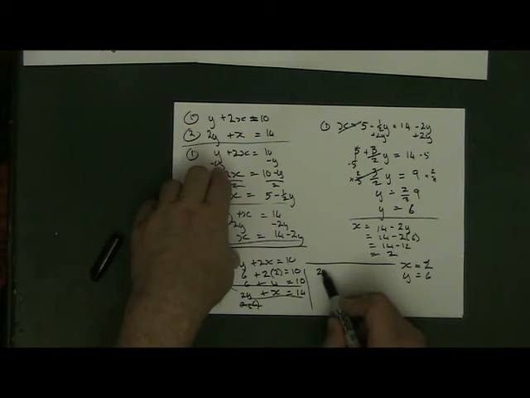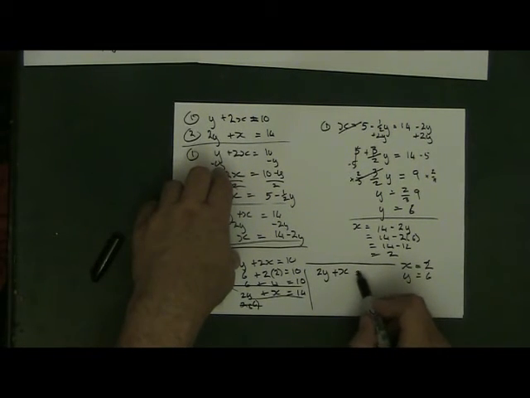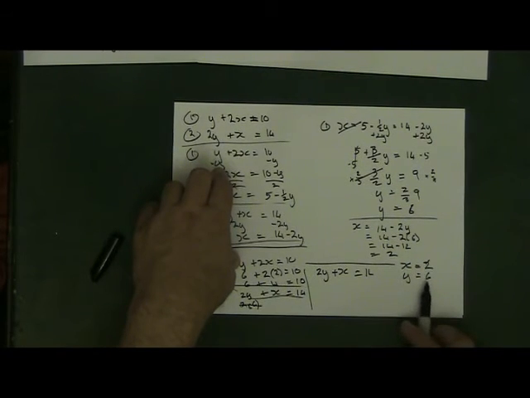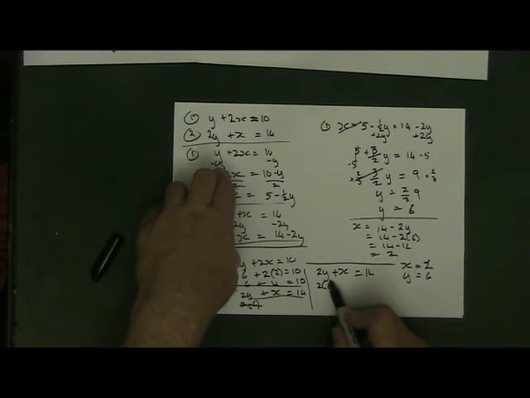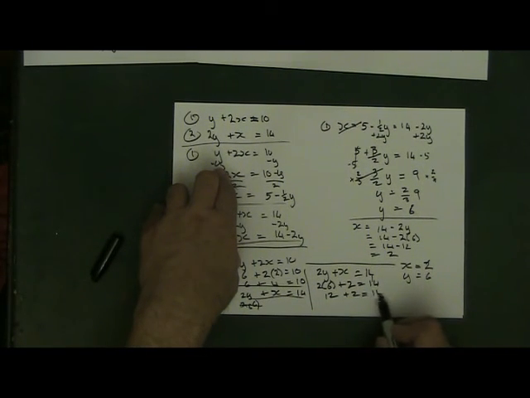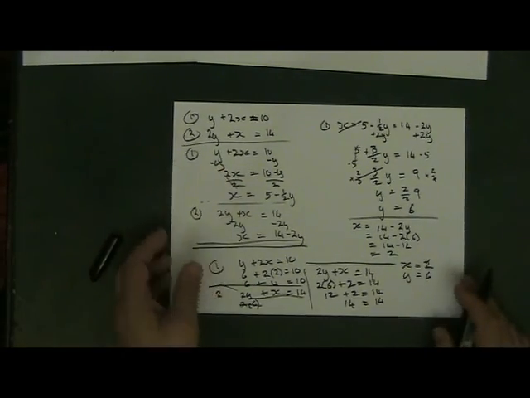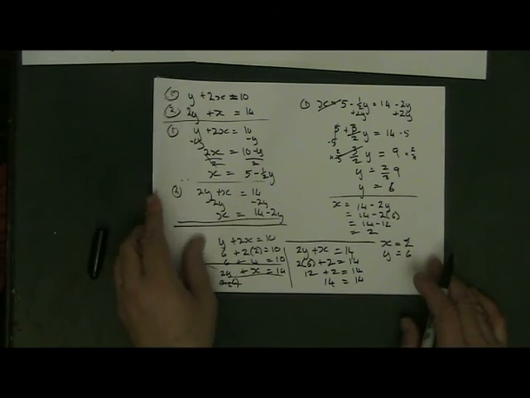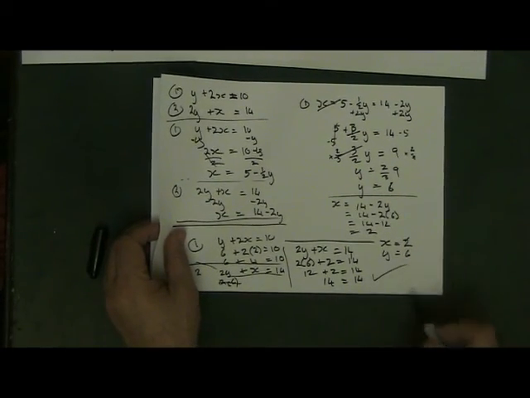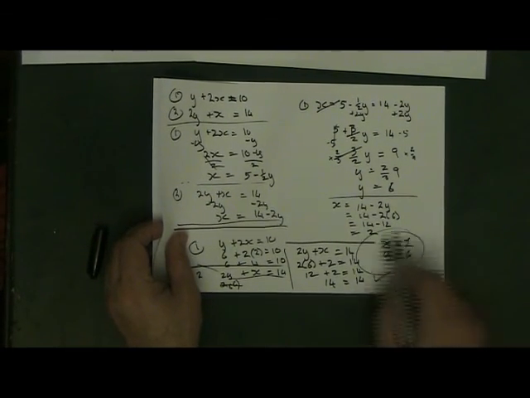2y plus x equals 14. So we stick values in. So 2 times 6 plus 2 equals 14. 12 plus 2 equals 14. Okay. 14 equals 14. That is true. So we know that these two values are correct.